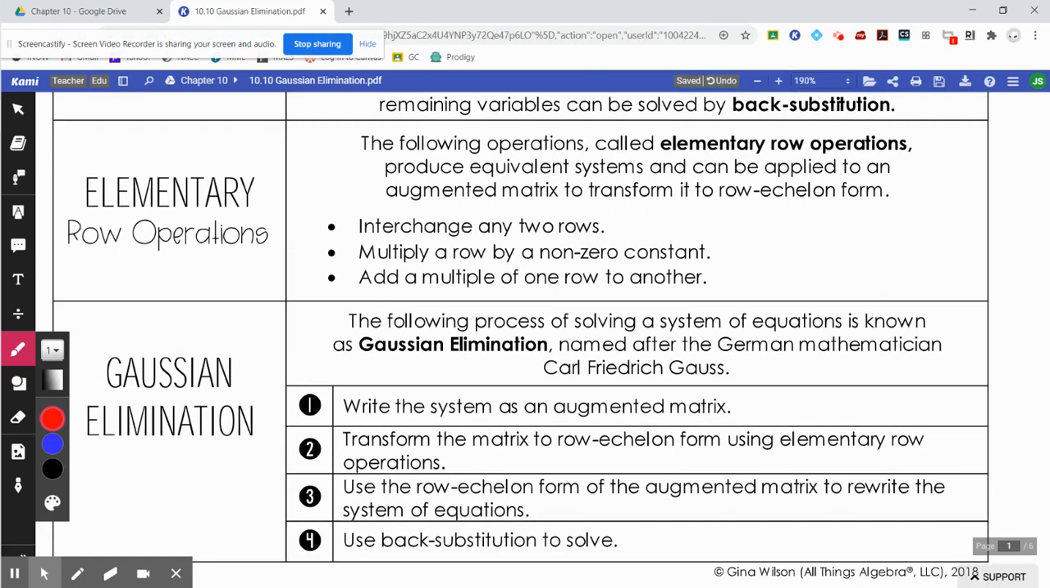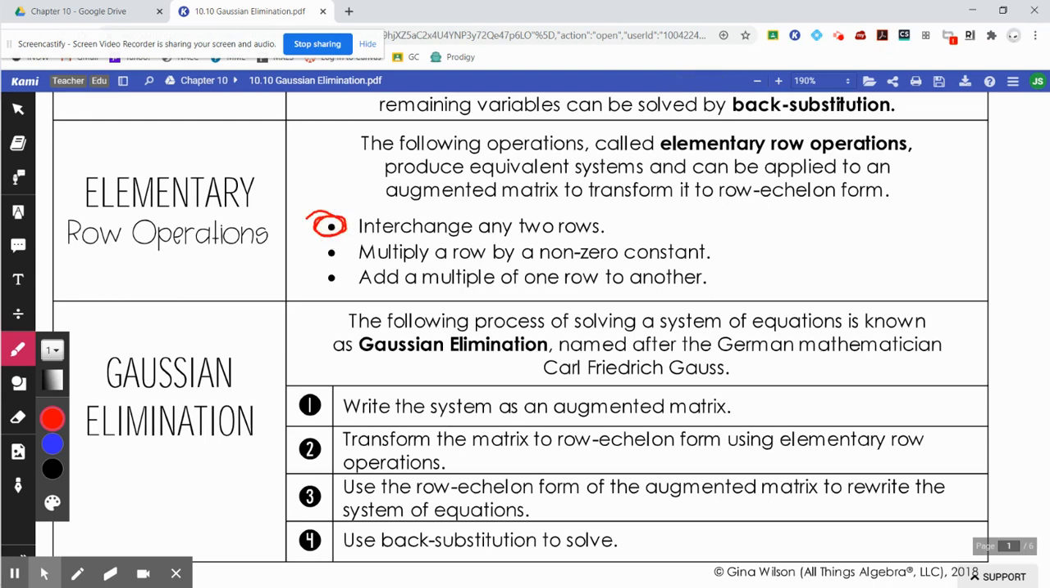Next up, elementary row operations. How do we get it in that form? And this is how we're going to use these row operations. The following operations, called elementary row operations, produce equivalent systems and can be applied to an augmented matrix to transform it into that form. So here are the operations that you can do.